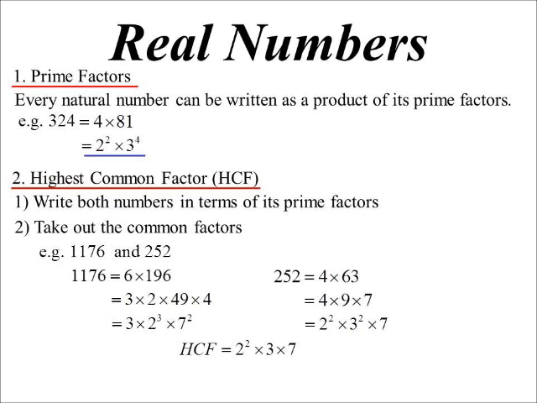So, yes, they have 2 in both. One's 2 cubed, one's 2 squared. So 2 squared is what we pull out. And 3 to the power of 1 is the lower one, and 7 to the power of 1. So it would be 84.